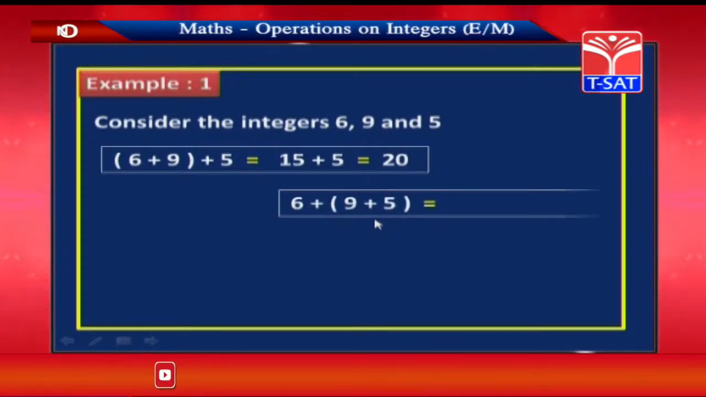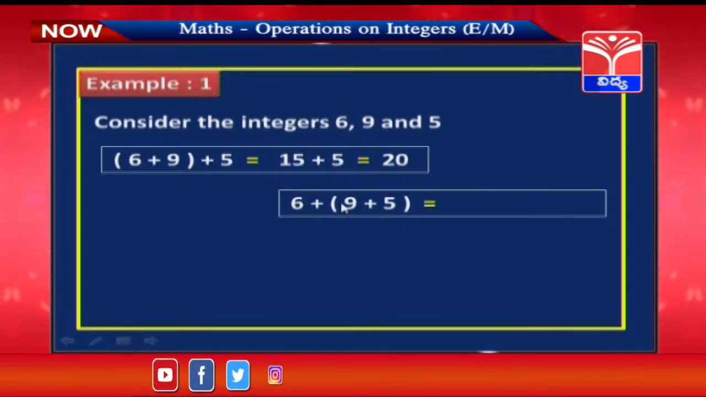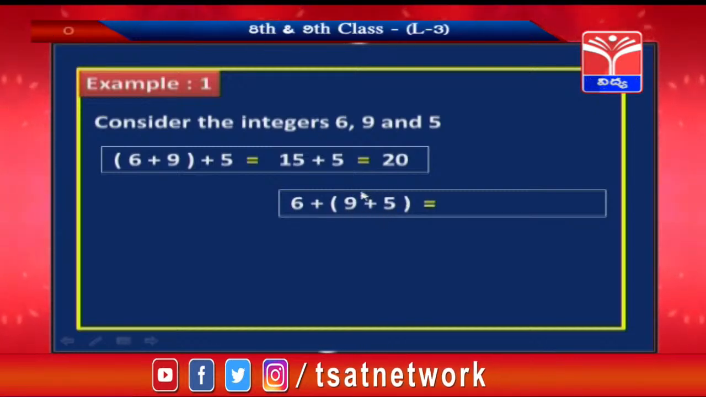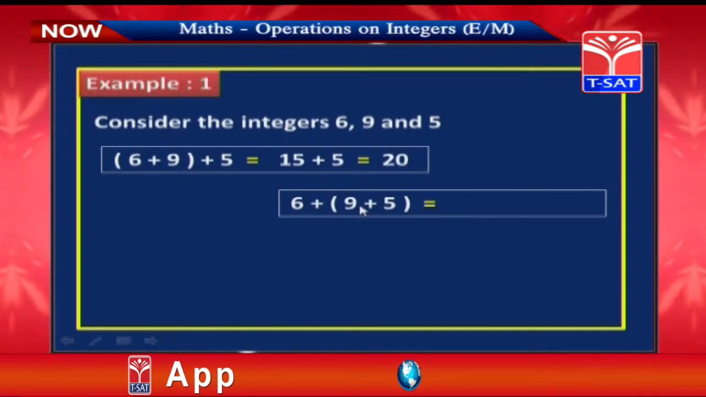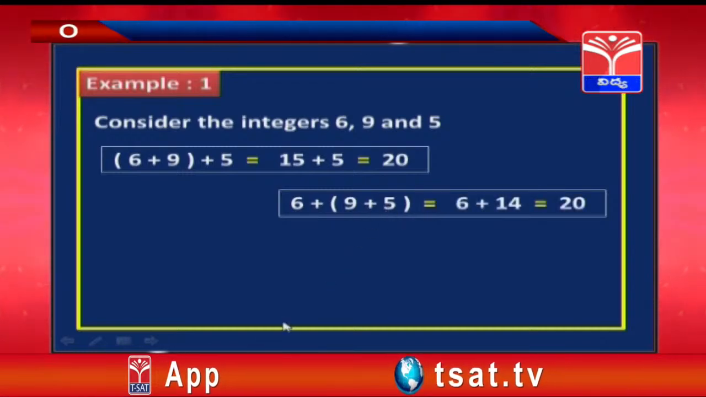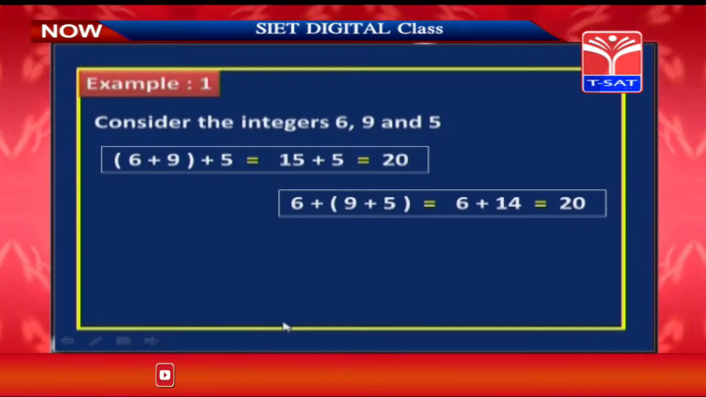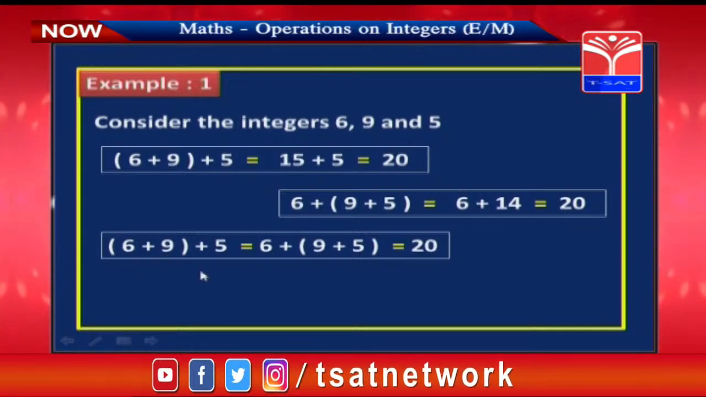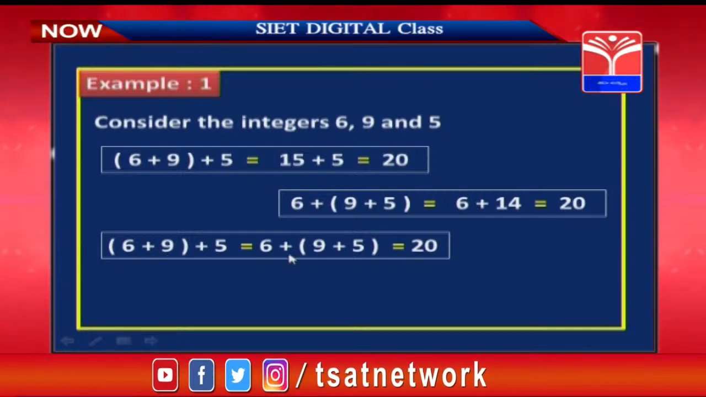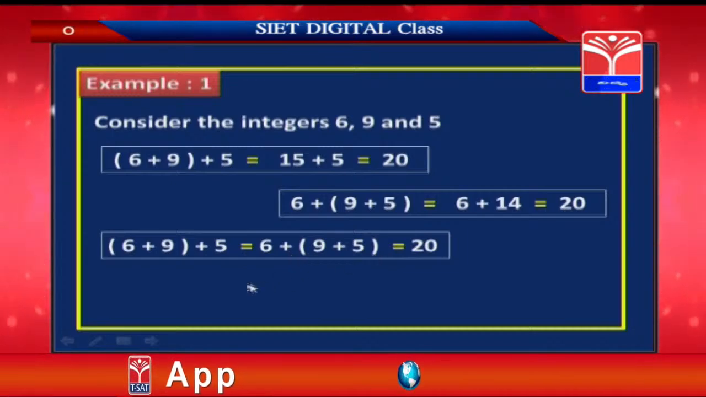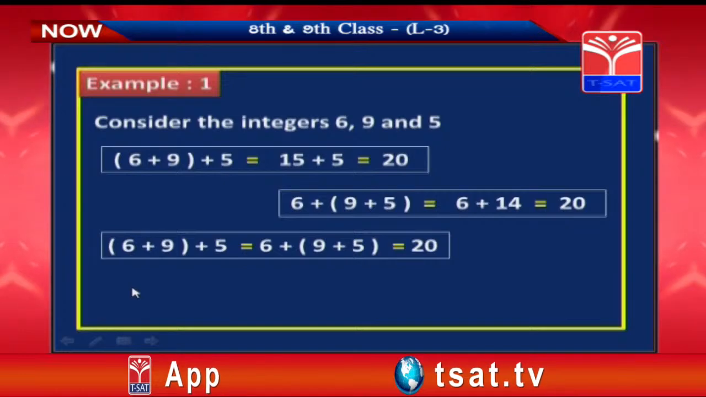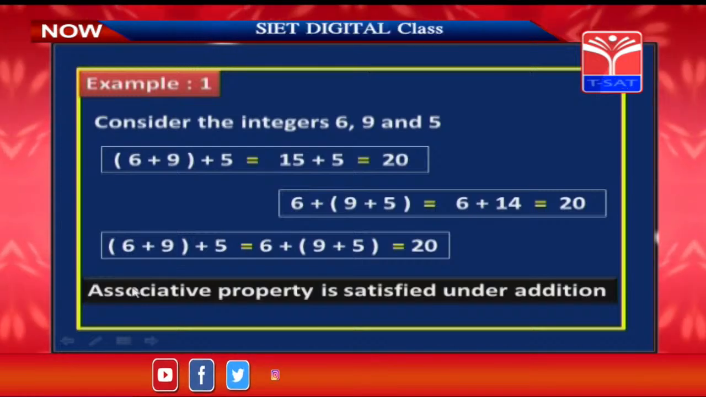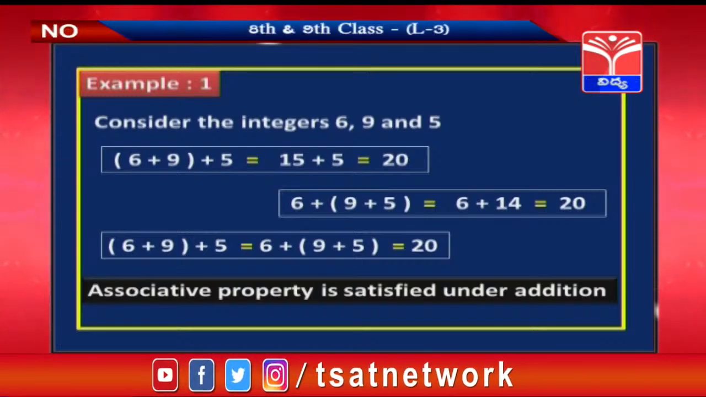Now, let us add the same three numbers in the other way, that is 6 plus, now within brackets 9 and 5, which means I am going to add 9 and 5 first. So, 6 remains as it is, plus 9 plus 5 is 14. So, 6 plus 14 is 20. Now from this, what do you conclude, children? Yes, I can write 6 plus 9 within brackets plus 5 is equal to 6 plus 9 plus 5 in brackets. That means we can add integers in any order, children. Now this property is called associative property. So I can say associative property is satisfied under addition.